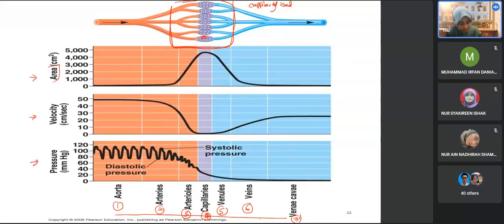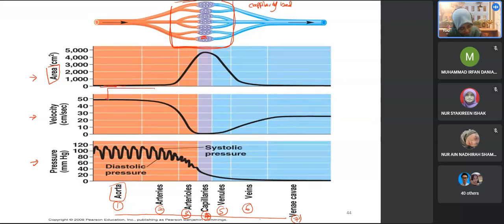First, you look at the total cross-sectional area. Okay, so the total cross-sectional area of the aorta will be the lowest here. Okay, it starts with low total cross-sectional area. So it means that the lumen of the aorta is small. So this is to allow the blood to flow with high velocity.